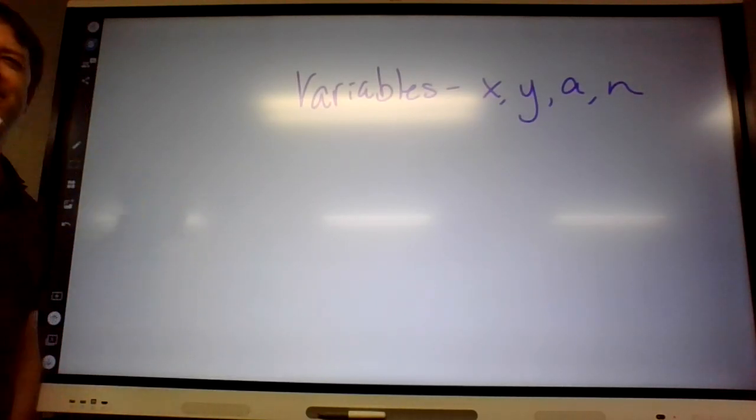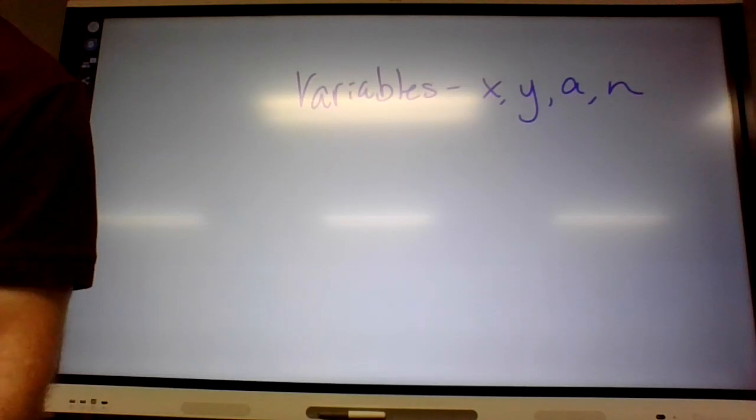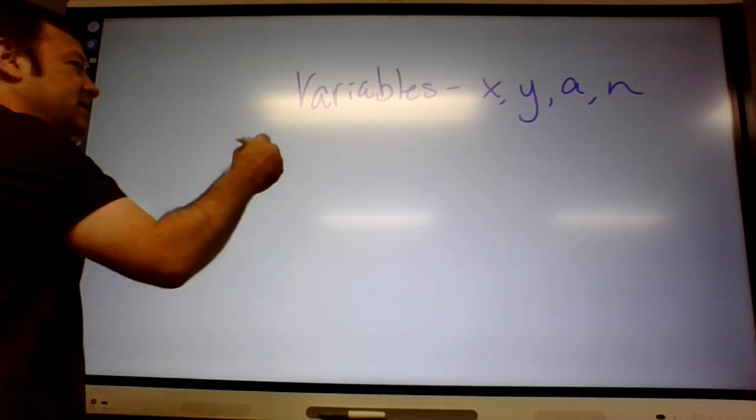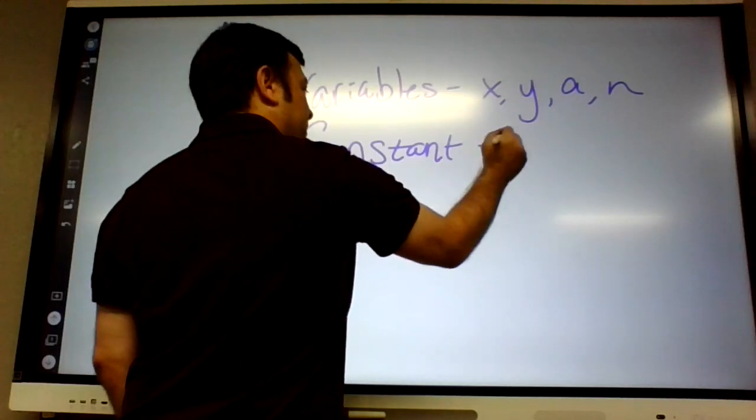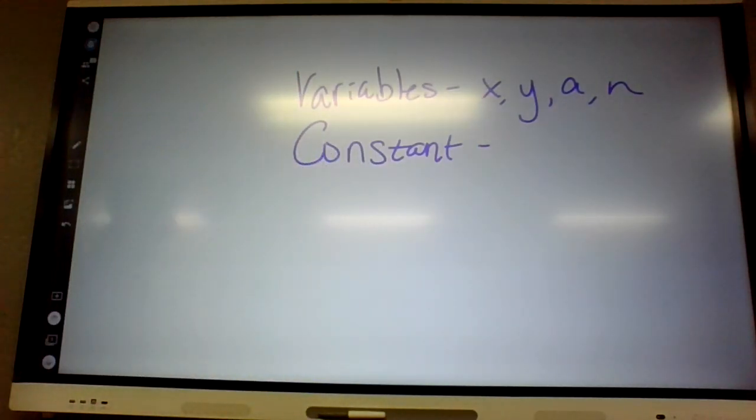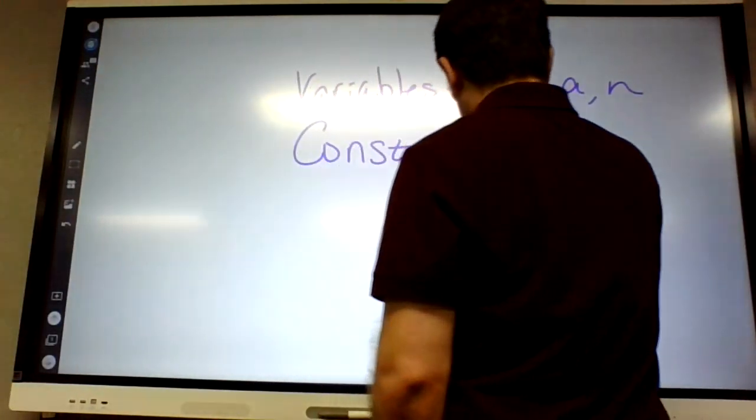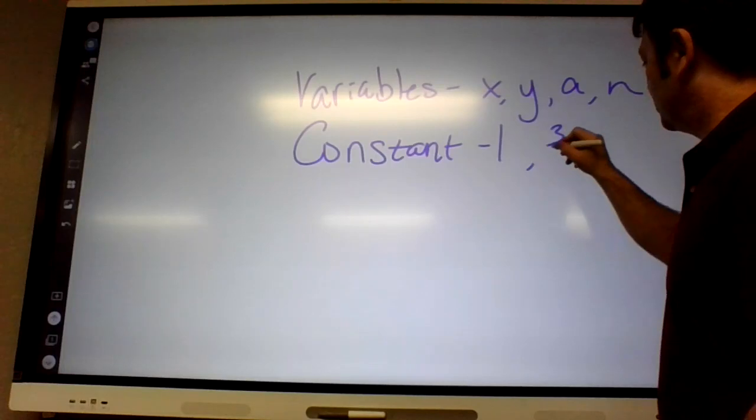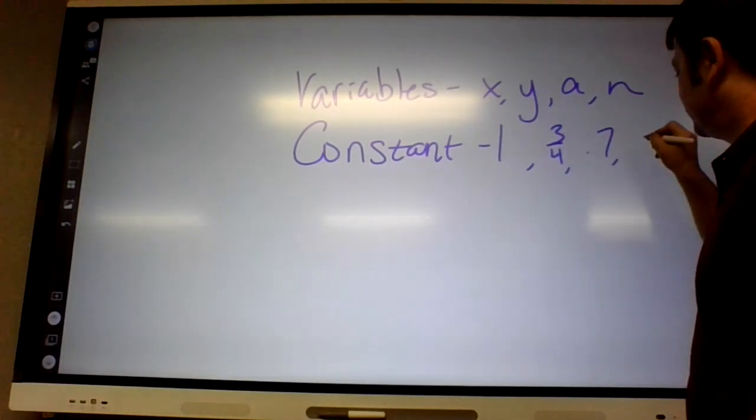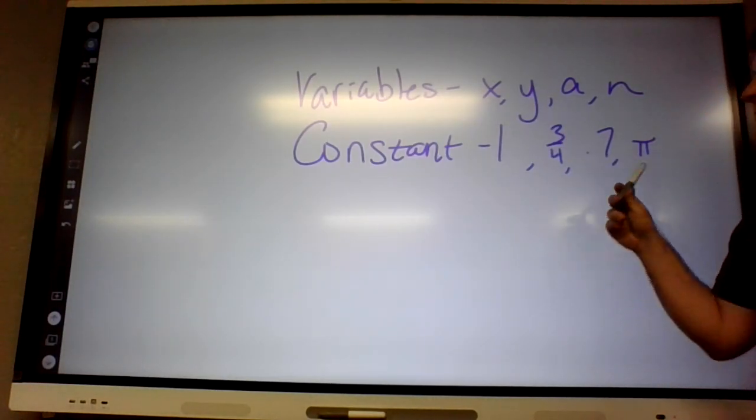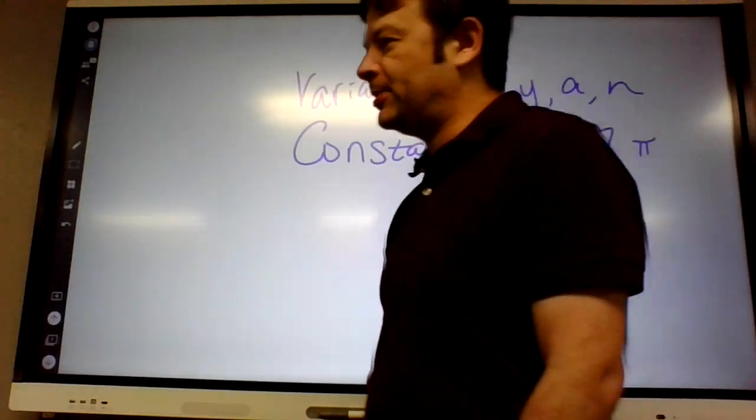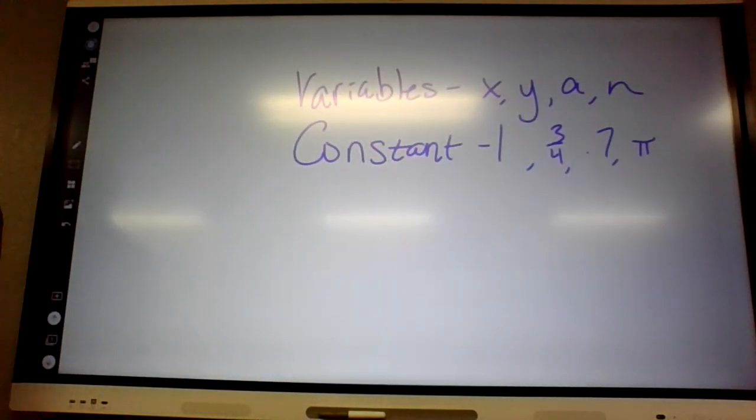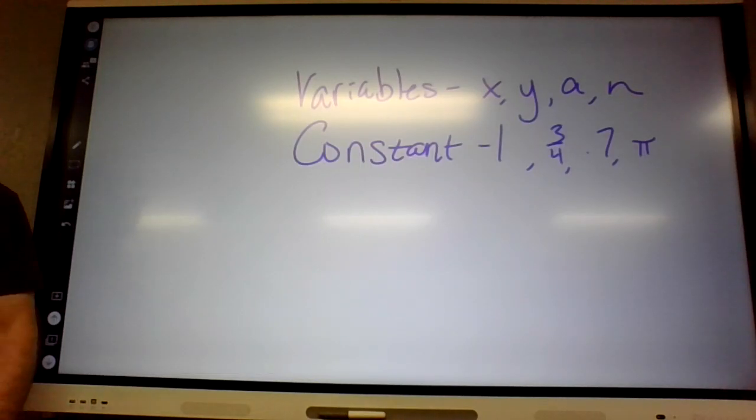If it's not a variable, what's the opposite of variable? Constant, because it never changes. And what are constants in math? Numbers: 0, 1, 3/4, 0.7, pi. Pi is a Greek letter, but it's always worth 3.14, and so on.